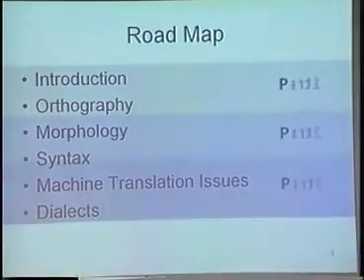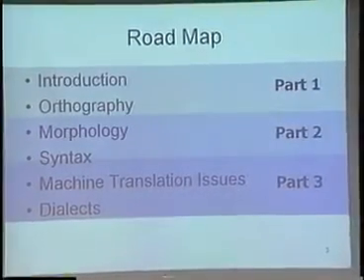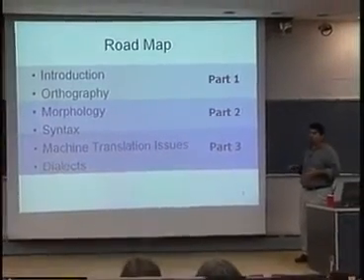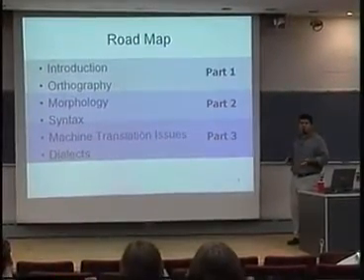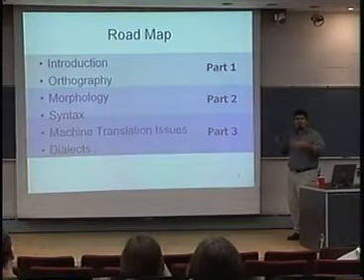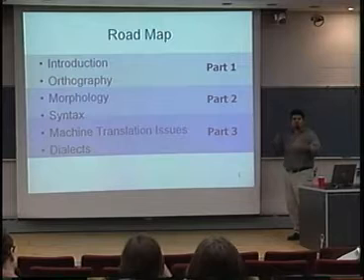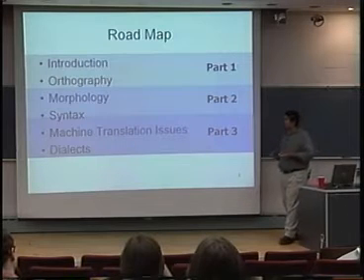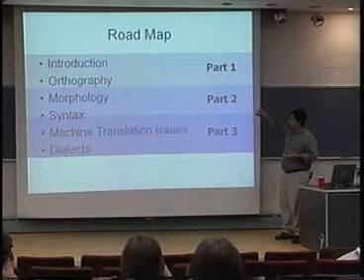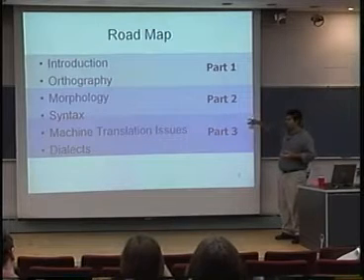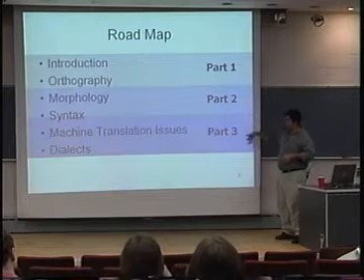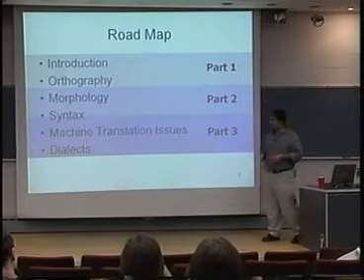So basically there's three parts that are going to be done here. Today we'll be doing part one, where we talk about the orthography. This has to do with the basics of the Arabic script. It's actually quite tied with everything else. All of these pieces are quite involved in each other. But we're starting with the orthography, and then in the second part I'm going to be doing the morphology and start with the syntax, and then the third lecture will finish up with syntax, talk about machine translation issues and dialects.